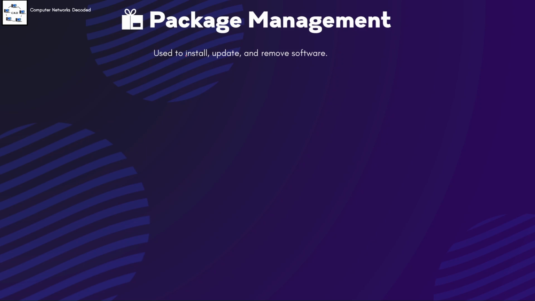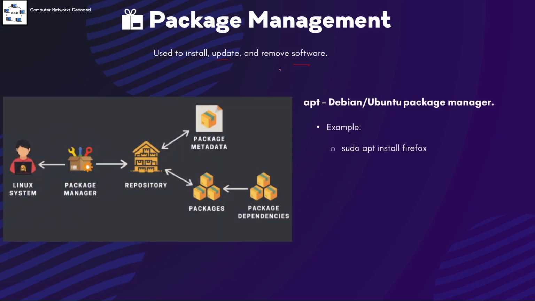Package management. These commands are used to install, update, and remove software. apt is the Debian/Ubuntu package manager. For example, sudo apt install firefox. This command will install the Firefox application. dnf is the Fedora/Red Hat package manager. This dnf command is for Red Hat and can be used to update the packages.